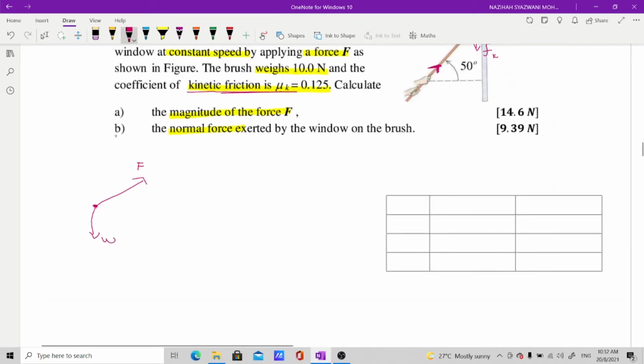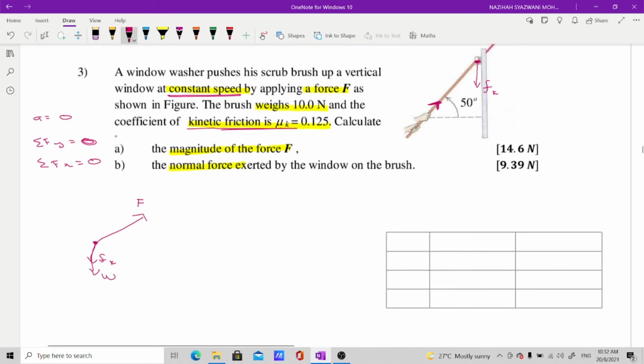Okay, let's transfer that to our free body diagram. So we have another force here, which is kinetic friction. Again, it says here constant speed. When it is mentioned constant speed, the acceleration of the object is 0. Therefore, summation Fy equals 0, summation Fx equals 0. So now let's resolve. We haven't determined the angle. Let's look at the triangle here.